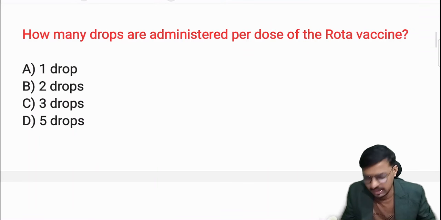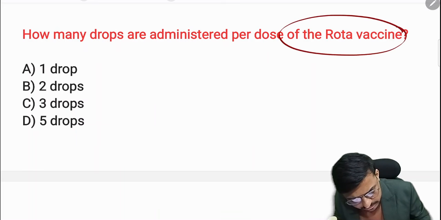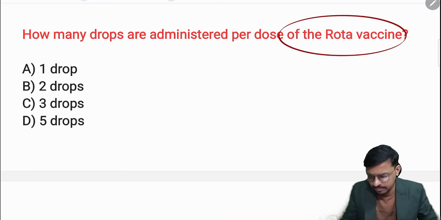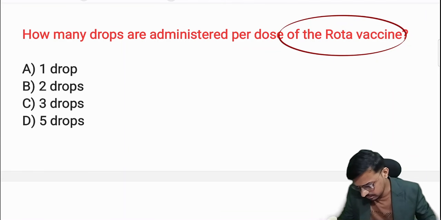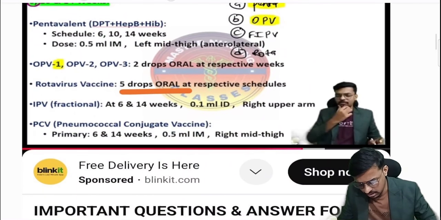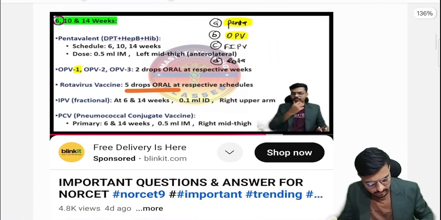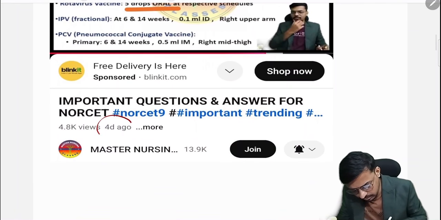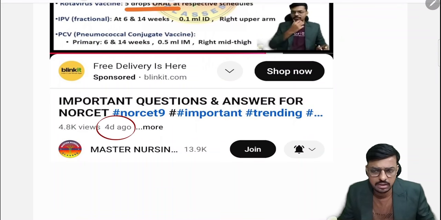Okay, here's the next question. How many drops are administered per dose of the rotavirus vaccine? They are simply asking the rota vaccine dose. Option A 1 drop, option B 2 drops, option C 3 drops, and option D 5 drops. This is what we discussed in our rapid revision, beta, just 4 days before our prelims exam.